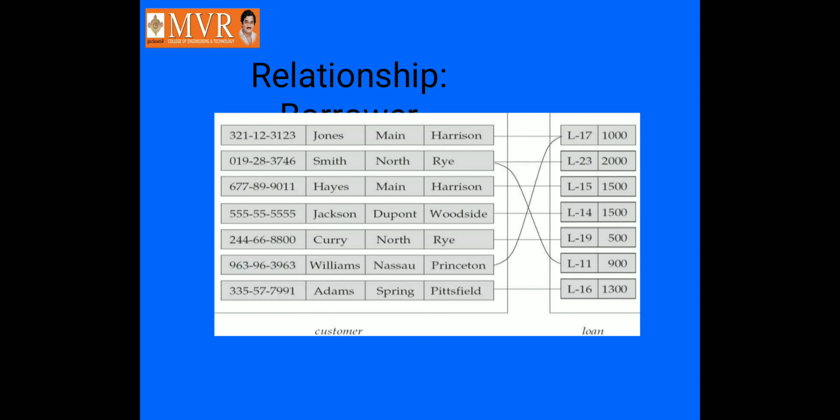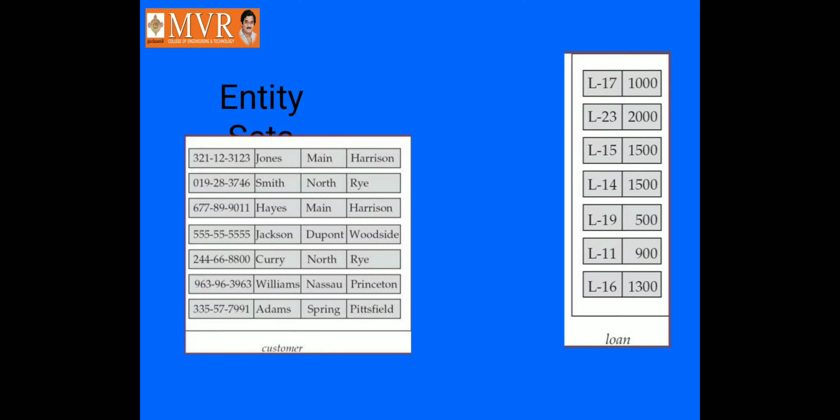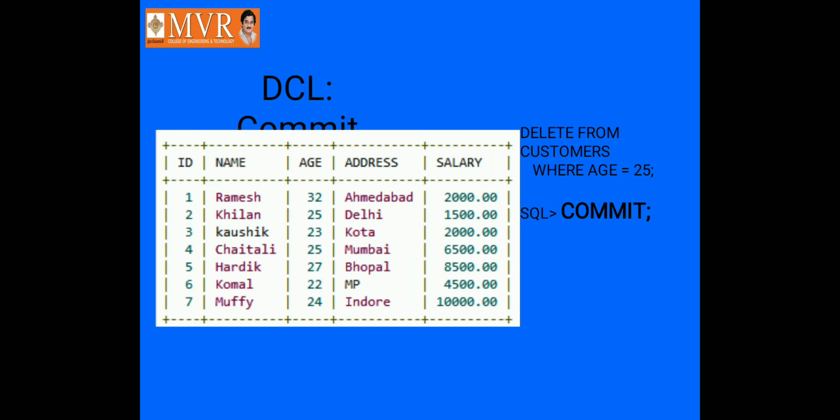Entities means the top headings. See here: ID, name, age, address, salary. These are the entities. And the fields, the values, ID 1, Ramesh, 32, Ahmedabad, and 2000 salary, are called attributes. Okay, you understand? The headings we call entities, and the values we call attributes.